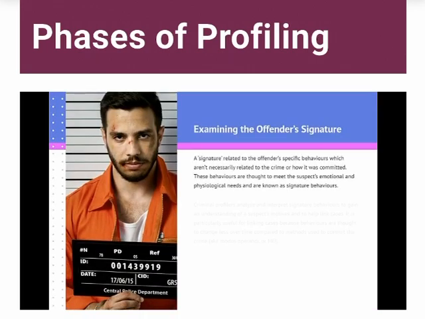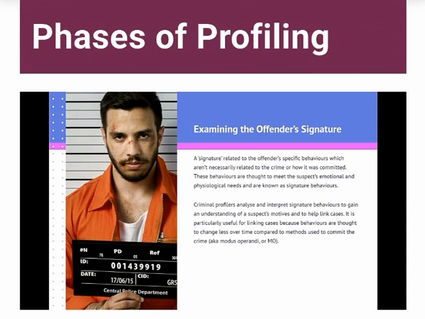Examining the offender's signature. A signature relates to the offender's specific behaviors which aren't necessarily related to the crime or how it was committed. These behaviors are thought to meet the suspect's emotional and psychological needs and are known as signature behaviors. Criminal profilers analyze and interpret signature behaviors to gain an understanding of a suspect's motives and to help link cases. It is particularly useful for linking cases because behaviors are thought to change less over time compared to methods used to commit the crime, aka modus operandi, or MO.